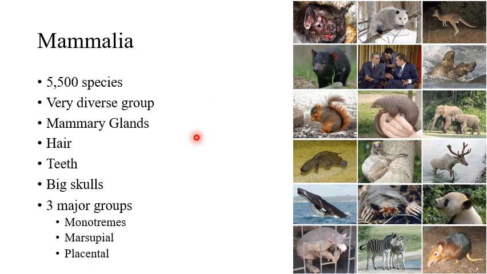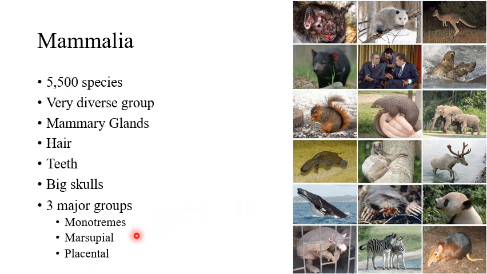The defining characteristics of mammals is we have big skulls. Our teeth are highly specialized to be incisors. We have hair, and then, of course, mammary glands, which produce milk. There are 3 major groups of mammals: the monotremes, which is the duckbill platypus, echidna, and then there's a shrew.